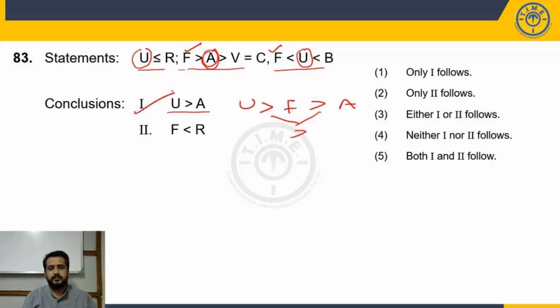So the first conclusion follows. Now the second conclusion is between F and R. F is here, R we don't have here, but R we have here. So to combine F and R, we have to take the help of U. So F and U, the common term is U. What is the relation between F and U? F is less than U. What is the relation between U and R? U less than or equal to R. Less than and less than or equal to leads to less than. F less than R follows. So the second conclusion also follows. So both 1 and 2 follow. Choice 5.